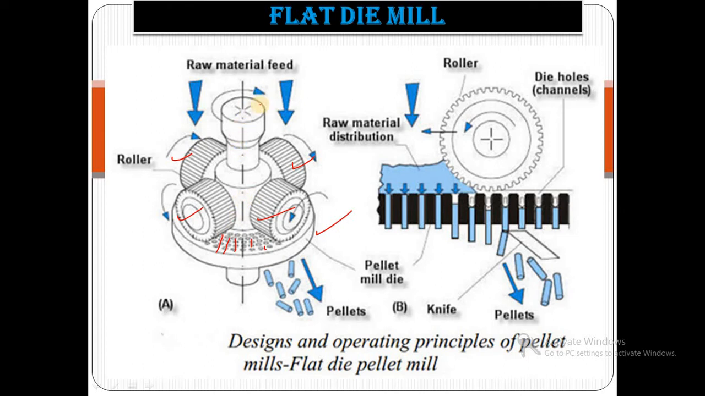When powder is introduced from this top portion and the drum rotates, we get pellets of a specific size and shape. These are the pellets. When the roller presses the powder through these die holes, we get pellets. So, on the design and operating principles of pellet mills, this is the flat die pellet mill. This is the specific flat die mill.